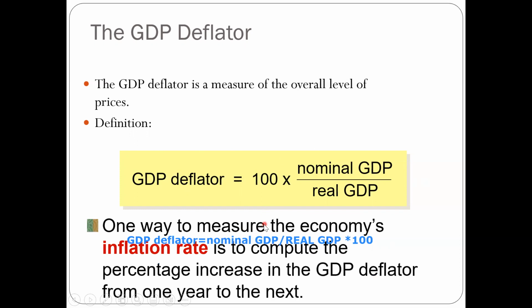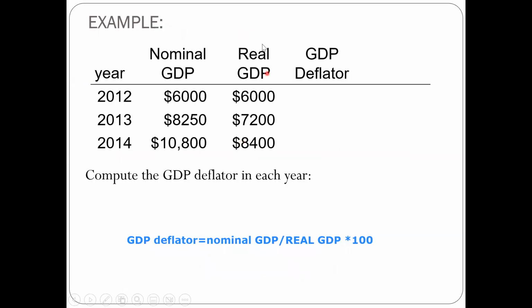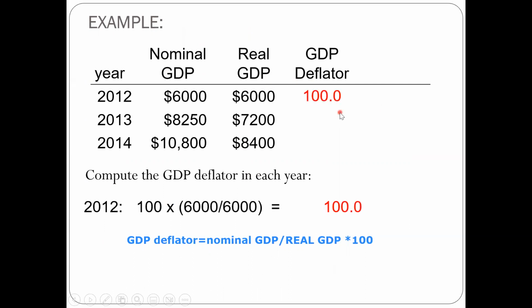So one way to measure the economy's inflation rate is to compute the percentage increase in the GDP deflator from one year to the next. Here the GDP deflator equals nominal GDP divided by real GDP multiplied by 100. In the first year it equals 100.